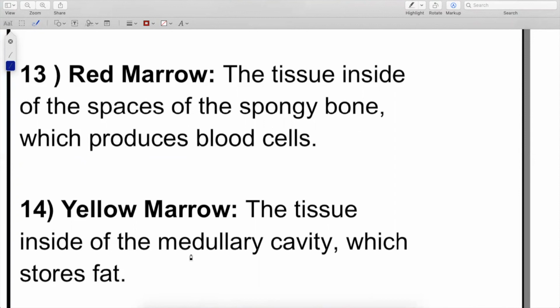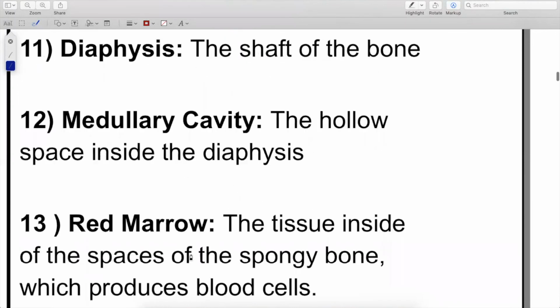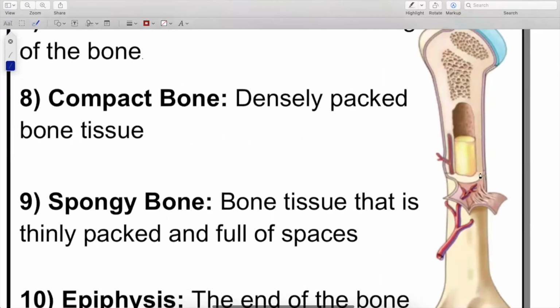And then yellow marrow, the tissue inside the medullary cavity, which stores fat. Because fat, come back up here, is all about storage. And we're going to store a whole bunch of calcium inside this fat because your bones are made of calcium. When you need to make new bone, it doesn't have to go too far to find its calcium storage. And then you use that to repair or grow your bones.